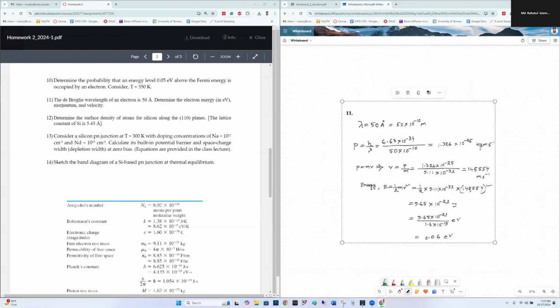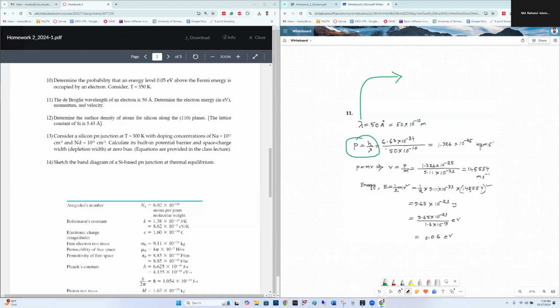So let's move to problem number 11. This is the same problem as homework 1. The de Broglie wavelength, lambda, is given as 50 angstrom. Determine the electron energy, momentum, velocity, etc. From lambda, you can actually calculate everything because according to the de Broglie formula, we can write p equals h divided by lambda. p here is the momentum, h is Planck's constant.